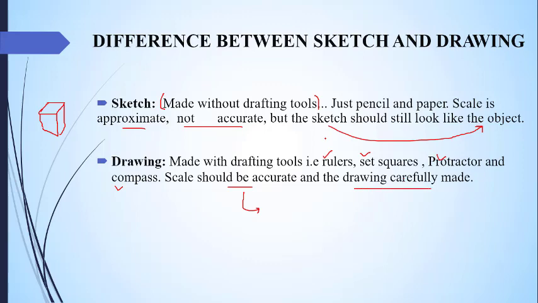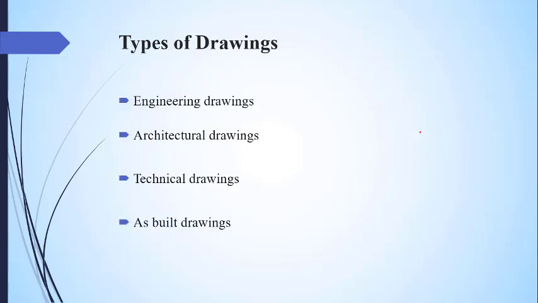However, the sketch should still look like the object. There are two main differences between sketch and drawing. The first one is scale, and the other is that the drawing must be drawn carefully, while in a sketch it does not matter as much. So this is the difference between sketch and drawing.